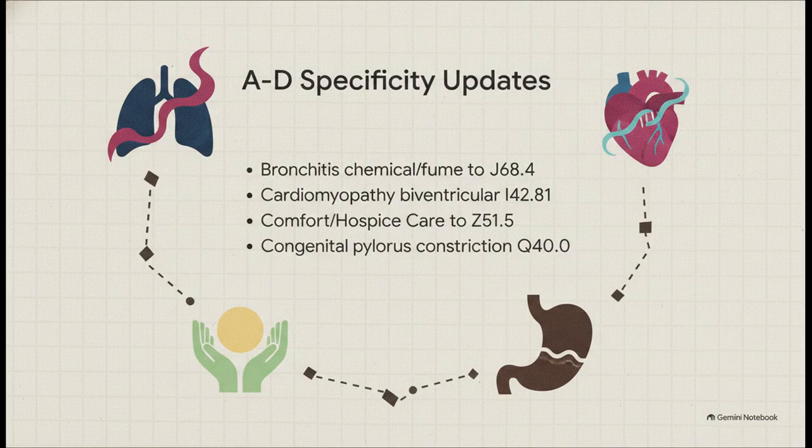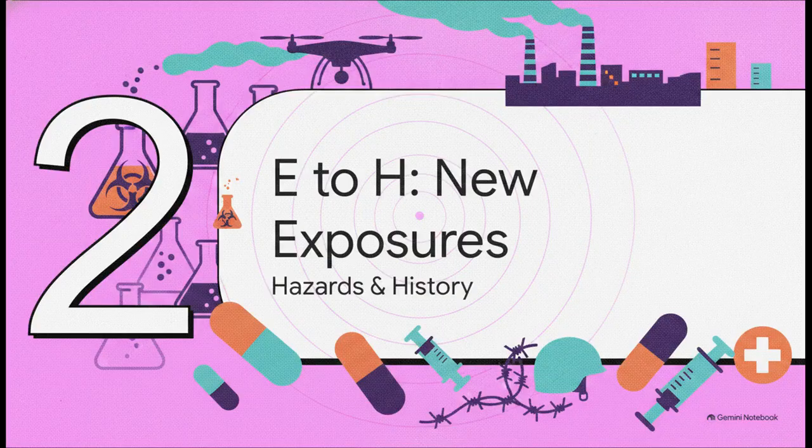Over in cardiology, cardiomyopathy has expanded beautifully. We now have specific indexing for familial genetic types at I42.01 and biventricular types at I42.81. Oh, and this is a big one. The words comfort and hospice have been explicitly added under care, so that's going to reliably direct you to Z51.5. Finally, if you're dealing with constriction or hypertrophy of the pylorus, that's been cleanly updated to point to Q40.0, specifically when it's congenital. Moving right along.